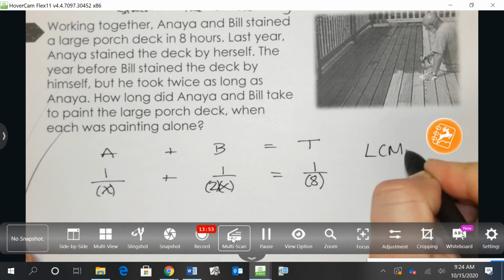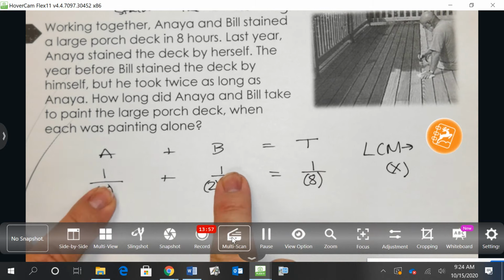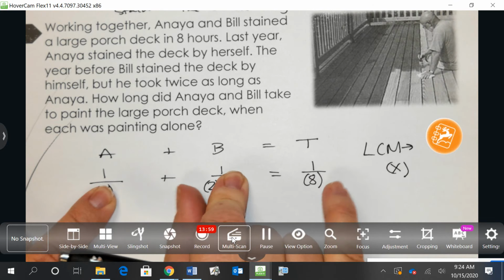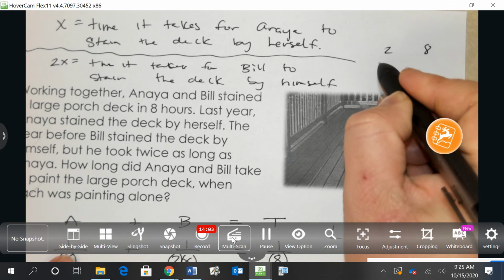So LCM, we have a single x. Okay, so I'm going to cover those up. And then we have a 2 and 8. What is the LCM of 2 and 8? If that's confusing for you, I'm going to write 2 and 8 up here, and I'm going to find the LCM.